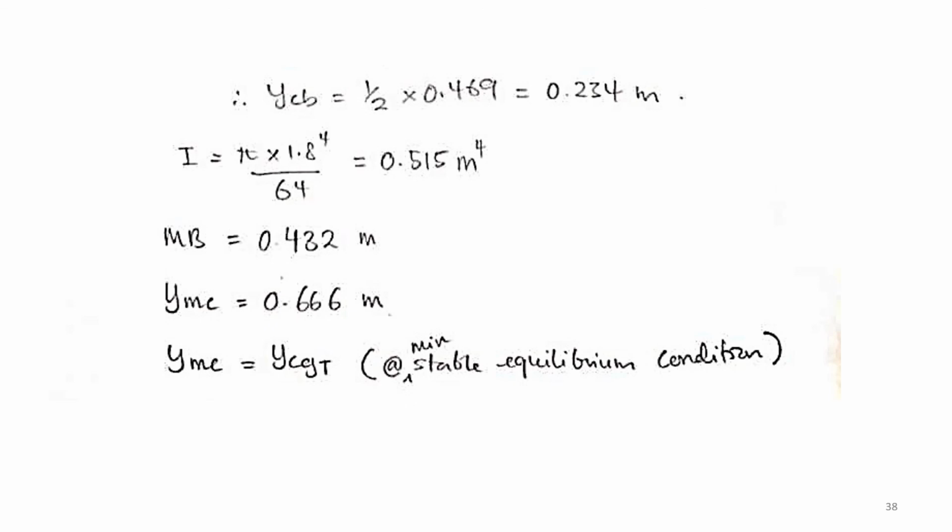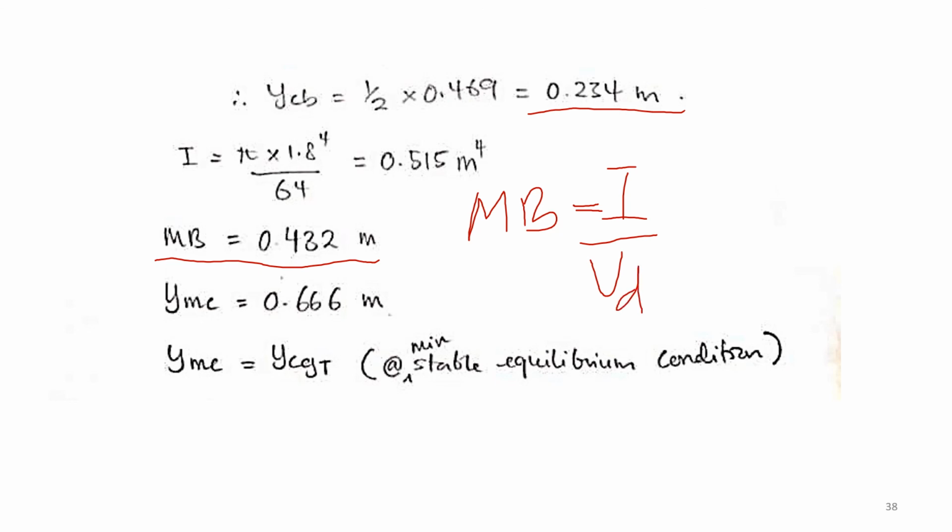Right after you find the x, you can just calculate the YCB. Because it is a cylinder shape, we can use half of the x, so half of the x is the YCB. Then for I, we use the second moment of area of a circle, pi d to the power of 4 over 64. From the I, we can calculate the MB. Must remember, the formula for MB is I over VD. VD is what we calculated previously, and we can substitute the amount of x so we know the VD. Then we can find the YMC. Still remember how to find YMC? YMC is YCB plus the MB. YCB 0.234 plus 0.432, so this is the YMC.